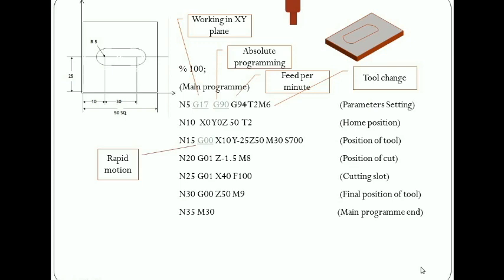Now it has to go down because I have to cut a slot of depth 1.5. So for that I am using N20 G01 Z-1.5 M8. Now, using linear interpolation, my spindle moving at 700 RPM moves downwards 1.5 mm below the XY plane. Then M8 stands for coolant on.